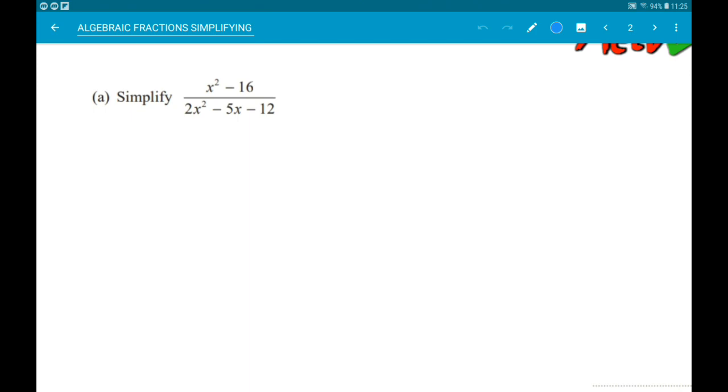First up, simplify x squared minus 16 over 2x squared minus 5x minus 12. So the secret to simplifying algebraic fractions is always, first of all, to try factorising. So, up on top, x squared minus 16 is a difference of 2 squares. So that factorises to x add 4 times x minus 4.